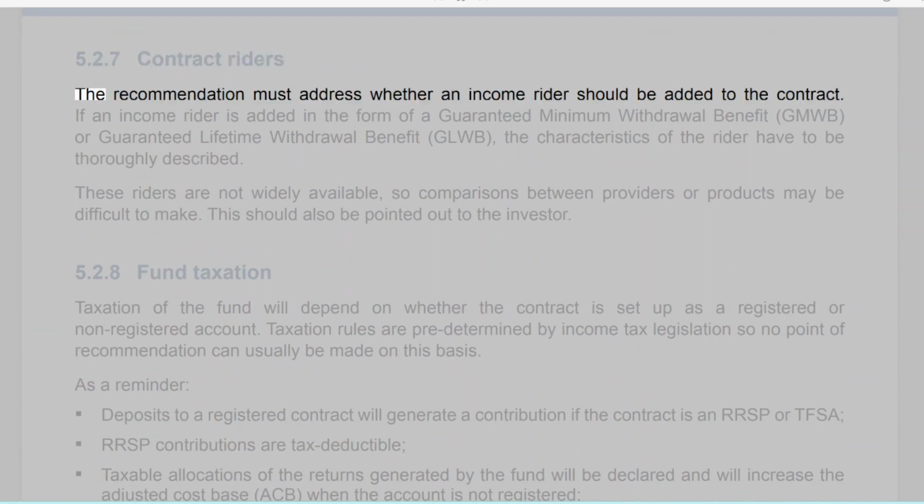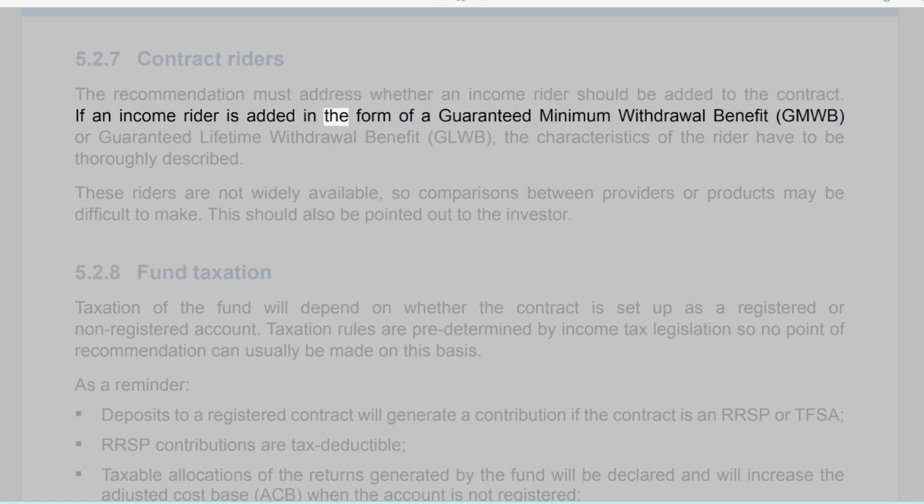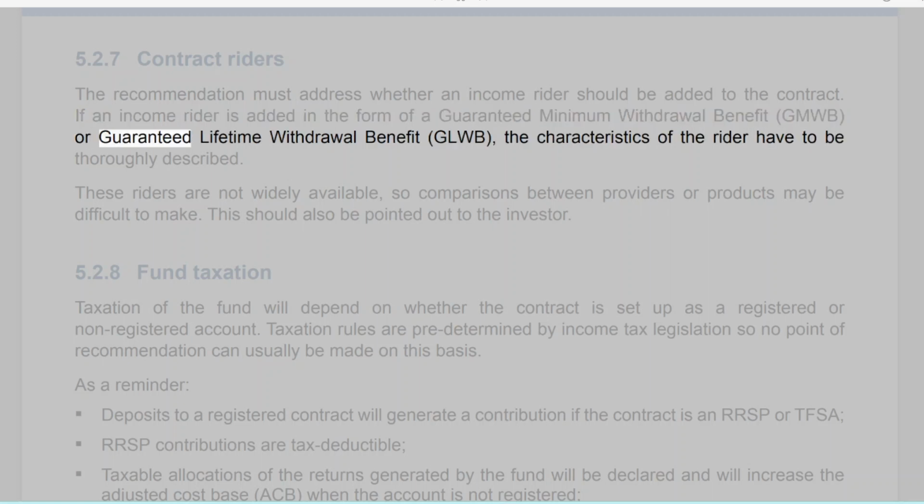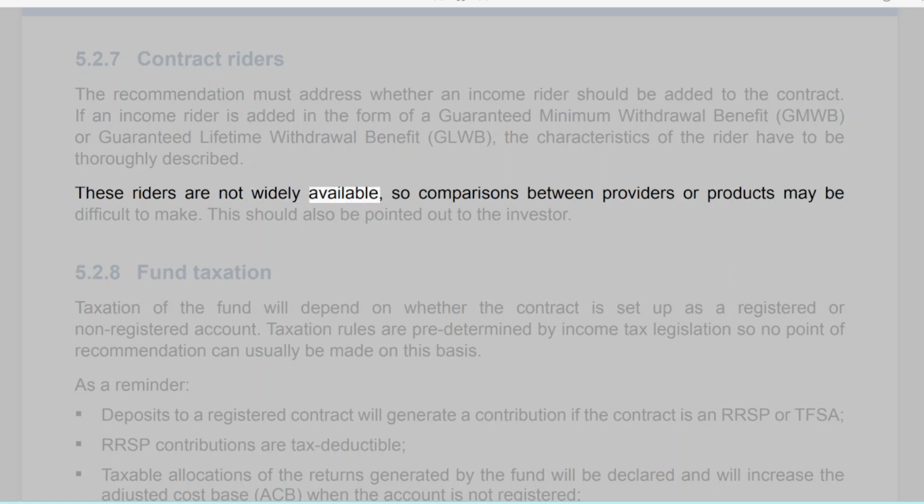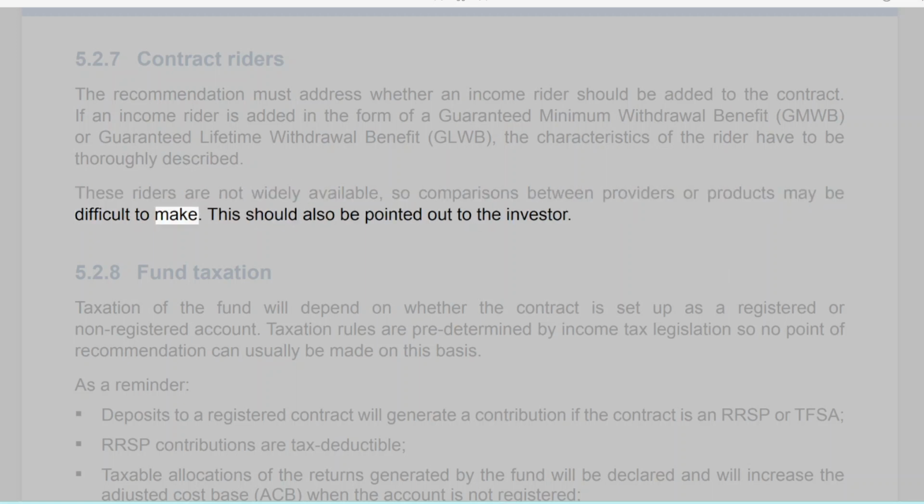5.2.7 Contract Riders. The recommendation must address whether an income rider should be added to the contract. If an income rider is added in the form of a guaranteed minimum withdrawal benefit, GMWB, or guaranteed lifetime withdrawal benefit, GLWB, the characteristics of the rider have to be thoroughly described. These riders are not widely available, so comparisons between providers or products may be difficult to make. This should also be pointed out to the investor.